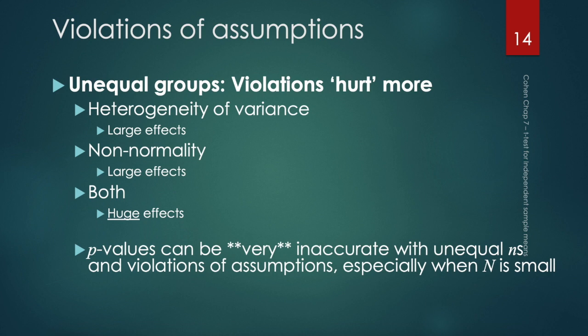Now, when you have unequal group sizes, violations hurt more. So when you have heterogeneity of variance, it's going to hurt you. There are going to be large effects with non-normality, too. Both together, you're going to have huge effects. In other words, p-values can be very inaccurate when your groups are different sizes and you have violations of assumptions. And that is particularly true when your sample size is small. So often having a big sample size can help with a lot of things, but ultimately it doesn't save everything.